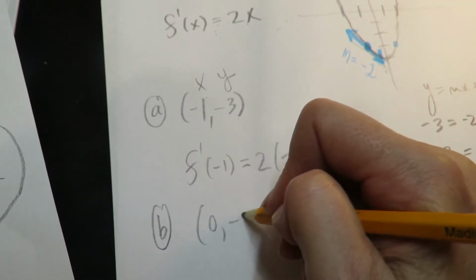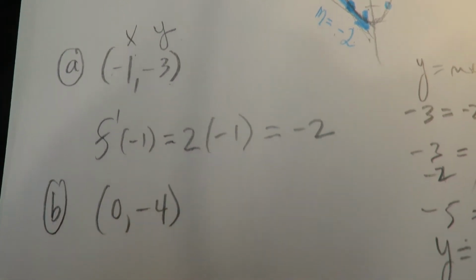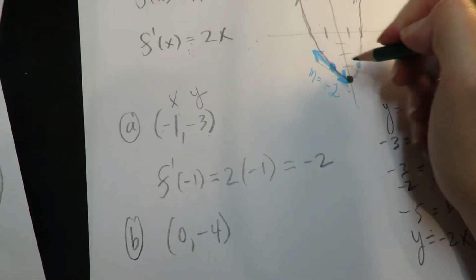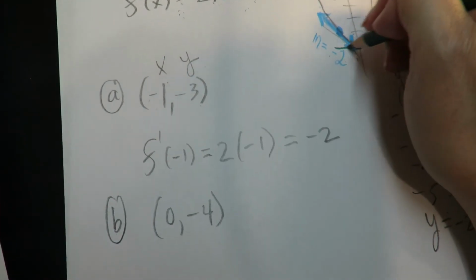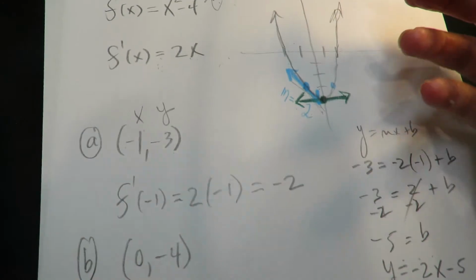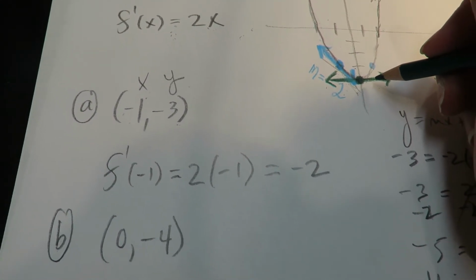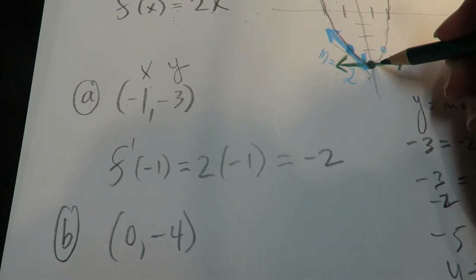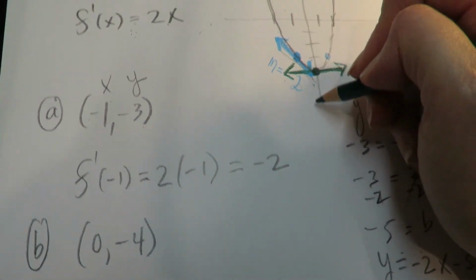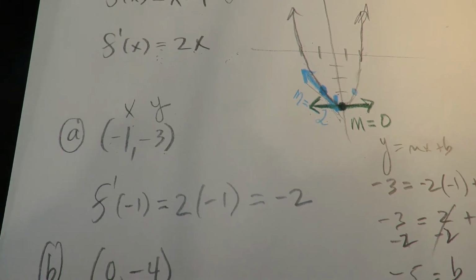So now I want you to find the slope at 0, negative 4. Let's first find the point 0, negative 4. That's right here. Now that is at the bottom of the parabola. So if I draw a tangent line, it's going to sit on the parabola like this. Before I even solve this, you could probably tell me what the slope of that is because that line is flat. So what do you think the slope of this should be? A horizontal line always has a slope of 0. Slope of 0, right?